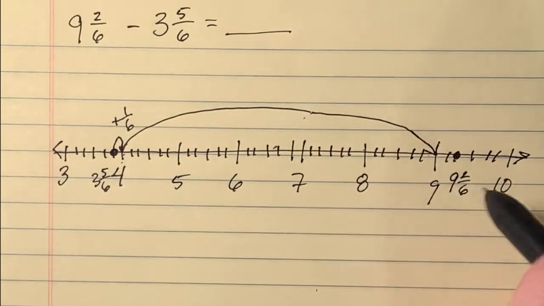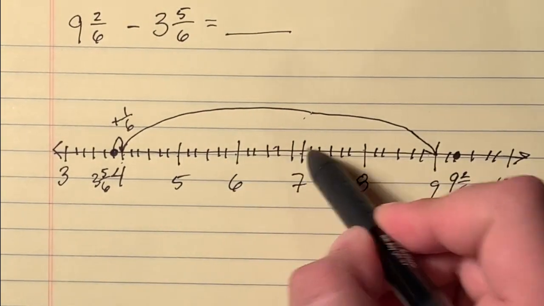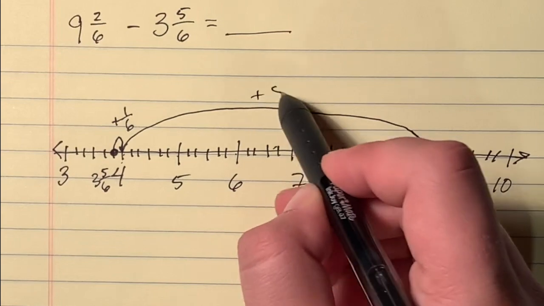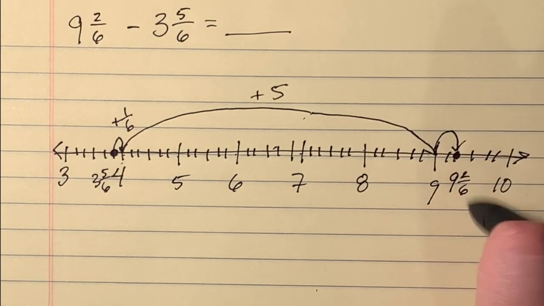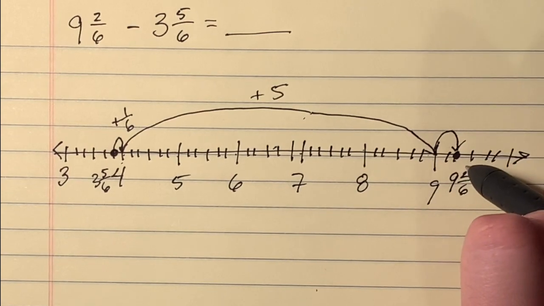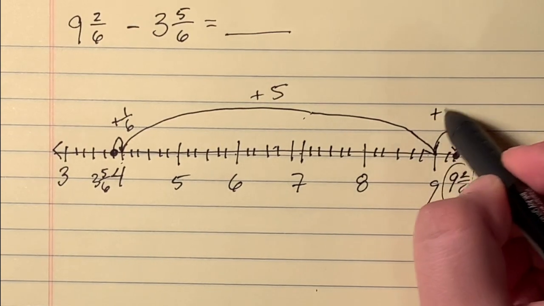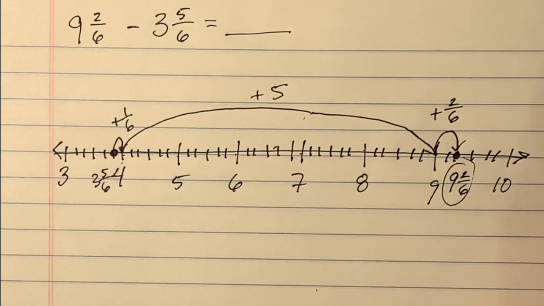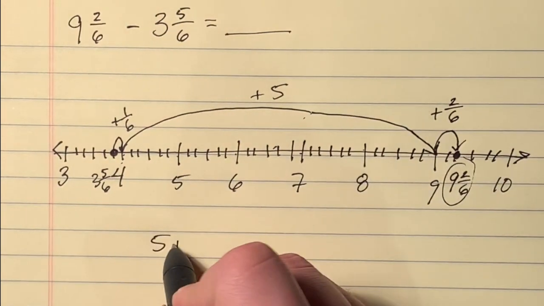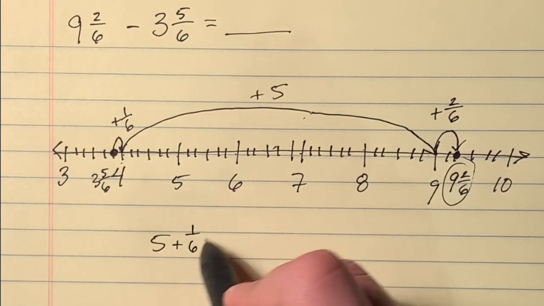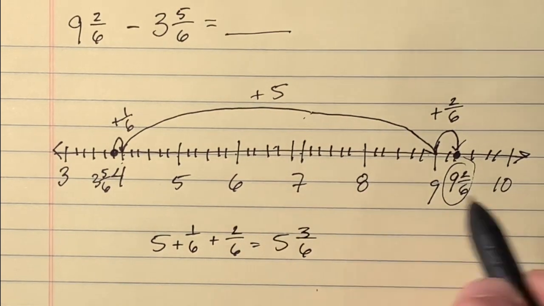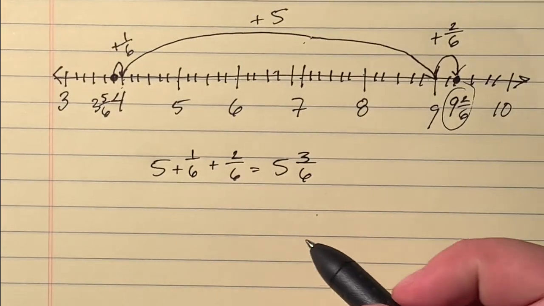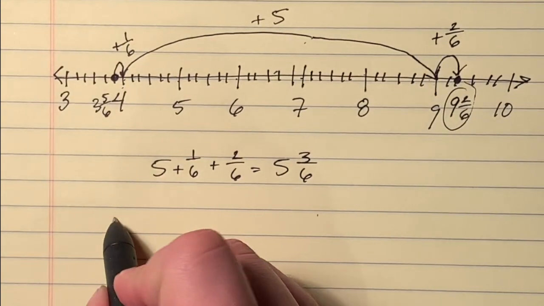So if I go from 4 to 9, I collect 1, 2, 3, 4, 5 whole numbers. And I need to count up one more time to get to my minuend, 9 2/6. So I have to add 2/6. And if I add all those pieces together, I get 5 3/6.